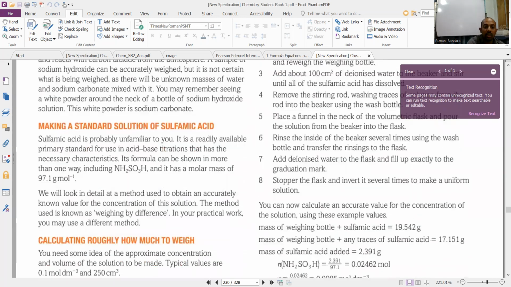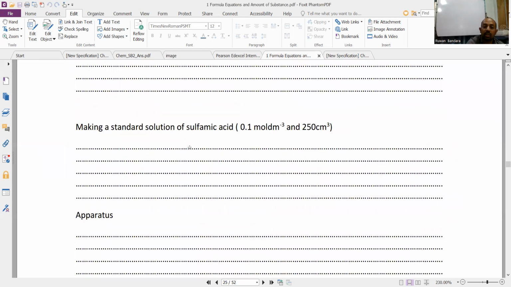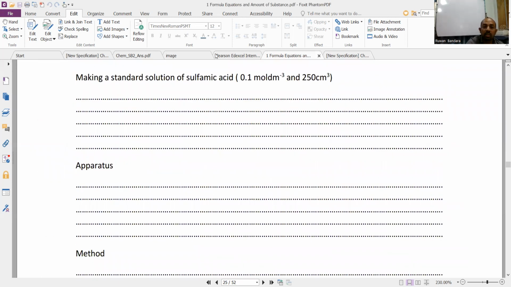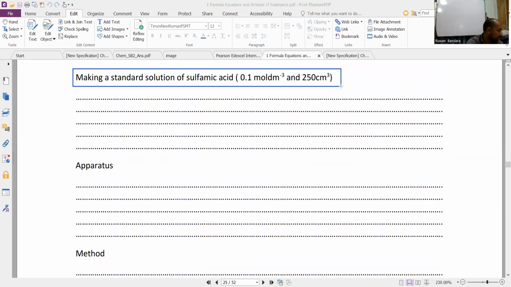Right. Next topic, making a standard solution of sulfamic acid. Sorry? What is sulfur? Sulfamic acid. Next to the what? Table? On the table? No, the floor.